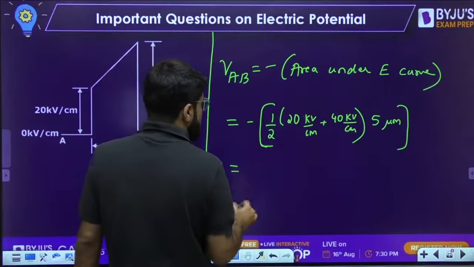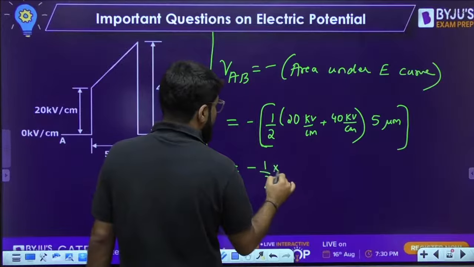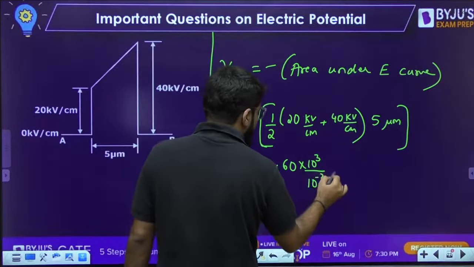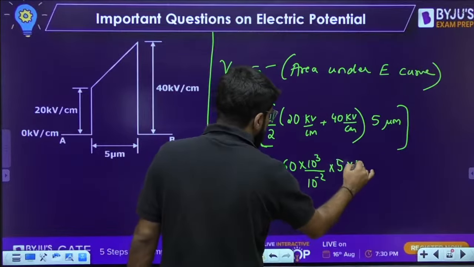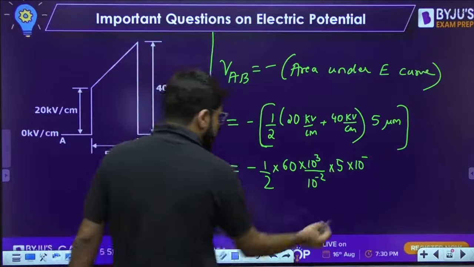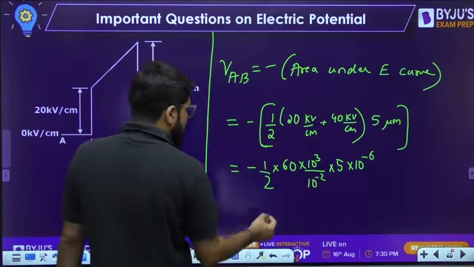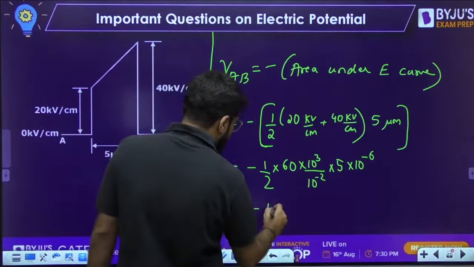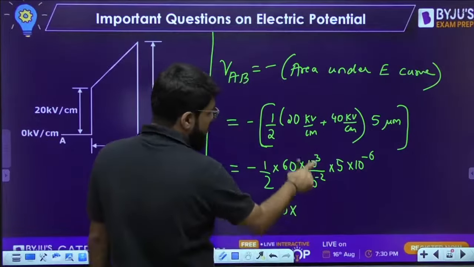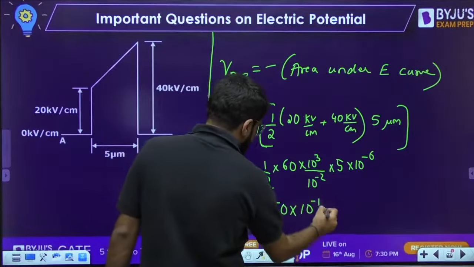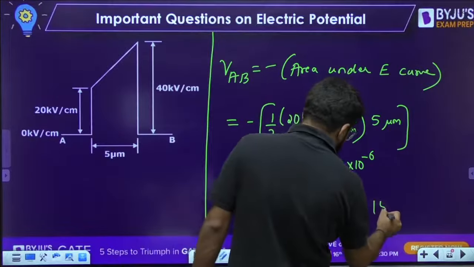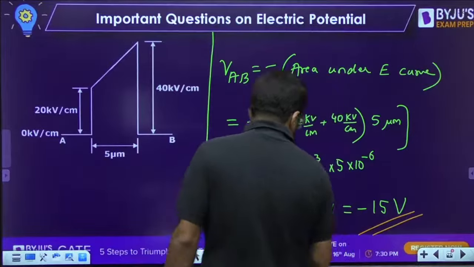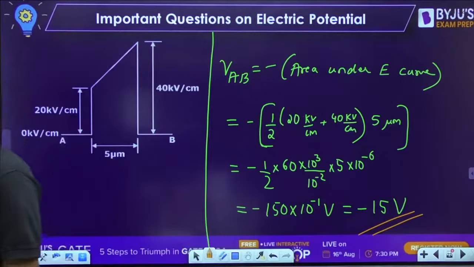So this turns out to be minus 1 by 2 into 60 kilovolt, so 60 into 10 power 3 upon centimeter, 10 power minus 2, into 5 micrometer, that is 10 power minus 6. Everything is converted to the standard units. And then what am I left with? 300 by 2, 150. Minus 150 into 10 power, that is 5 and minus 6, so only 10 power minus 1. So the final answer is minus 15 volts. Minus 15 volts. Done?